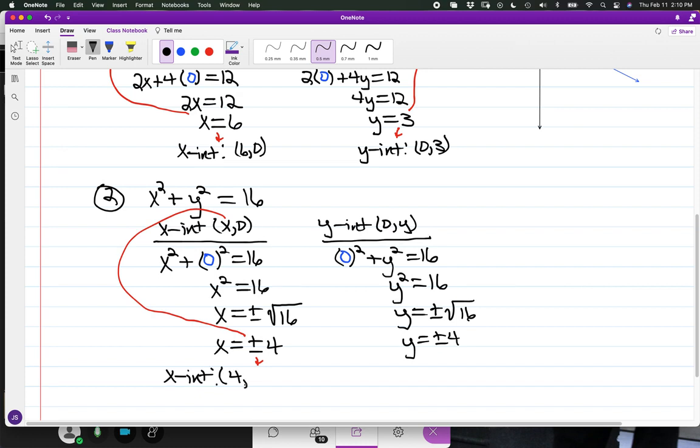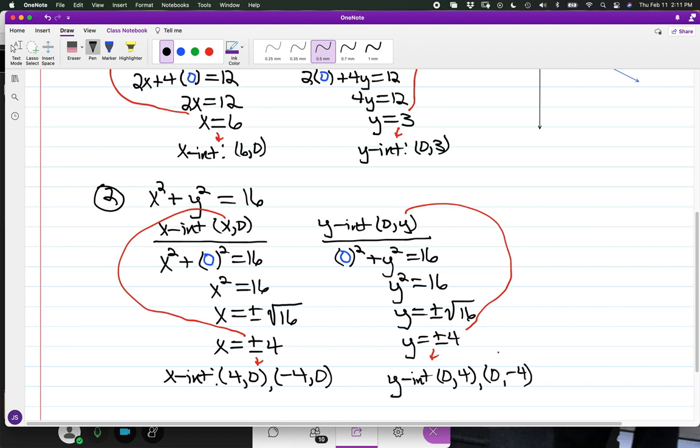If I draw these out separately, you have 4, 0, and negative 4, 0. And for the y-intercepts, you have plus or minus 4, but this time you have the positive and negative 4 as the second coordinate. So 0, 4, and 0, negative 4.